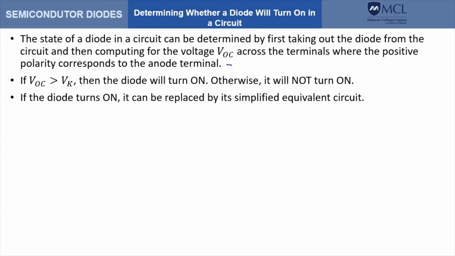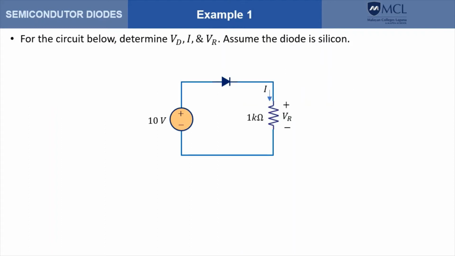If the open circuit voltage is greater than the turn-on voltage of the diode, then that diode will turn on. Otherwise, it will not turn on. If the diode turns on, that means that it can be replaced by a simplified equivalent circuit. So let's have a simple example here.